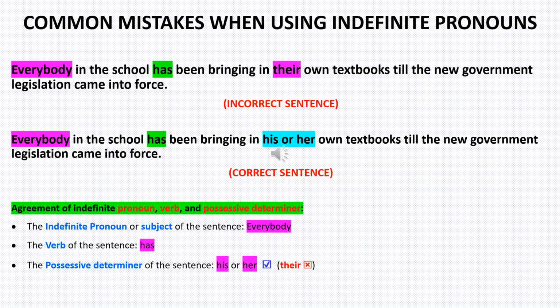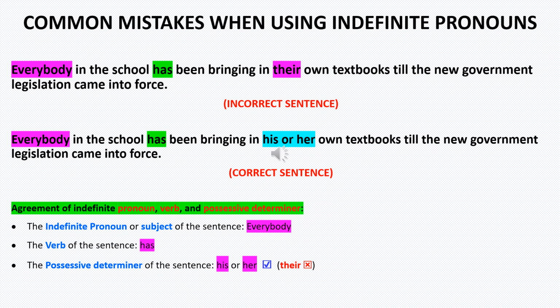Now, let's look at the common mistakes made by some English speakers when using the singular indefinite pronoun. Let's take the following sentence for example. Everybody in the school has been bringing in their own textbooks till the new government legislation came into force. In this sentence, we can see that the indefinite pronoun, everybody, is in agreement with the verb, has, but in disagreement with the possessive determiner, their, which is a plural. In other words, this sentence is incorrect because of the lack of agreement between the singular indefinite pronoun, everybody, which is the subject of the sentence, and the antecedent of the possessive determiner, their.